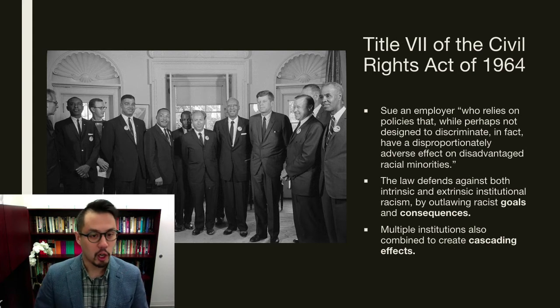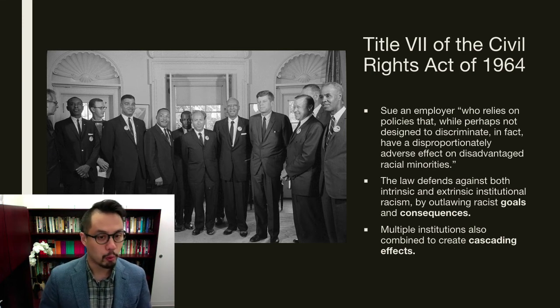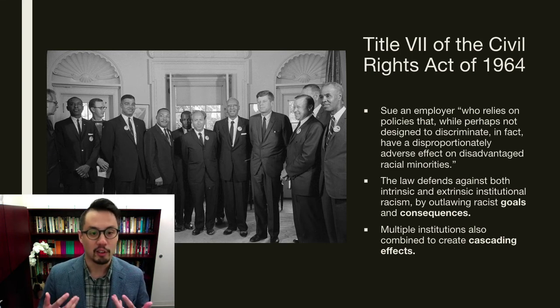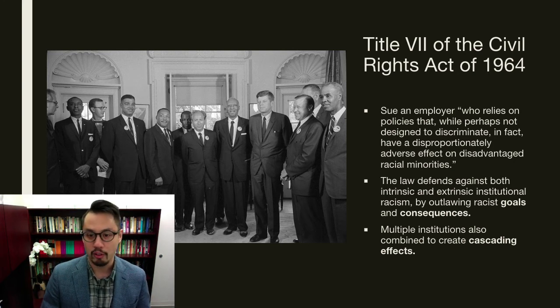So a good example of a law that defends against both extrinsic and intrinsic institutional racism is Title VII of the Civil Rights Act of 1964, which enables people to sue an employer who relies on policies that, while perhaps not designed to discriminate, in fact have a disproportionate adverse effect on disadvantaged racial minorities. So the law defends against both intrinsic and extrinsic institutional racism by outlawing both racist goals as well as consequences.